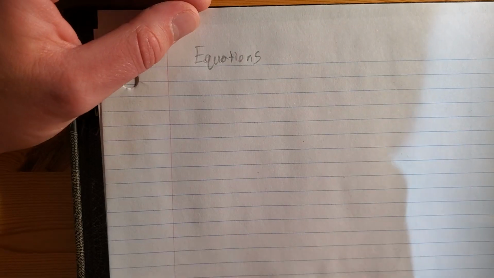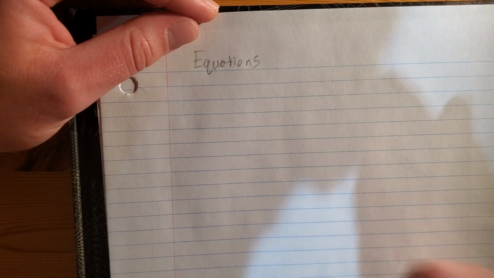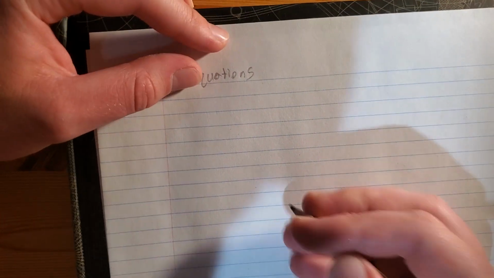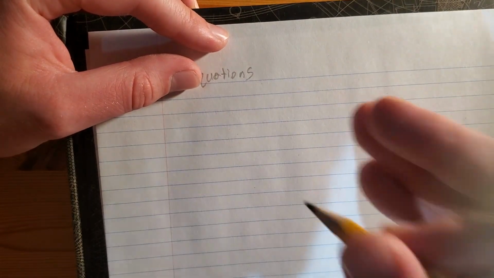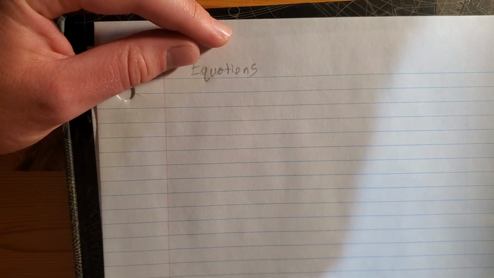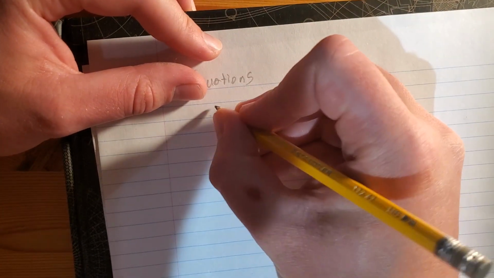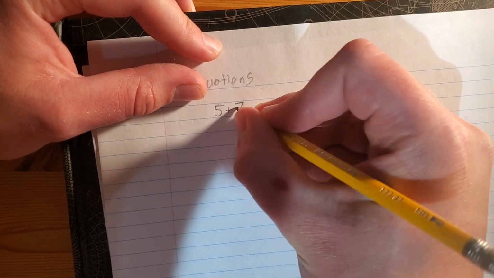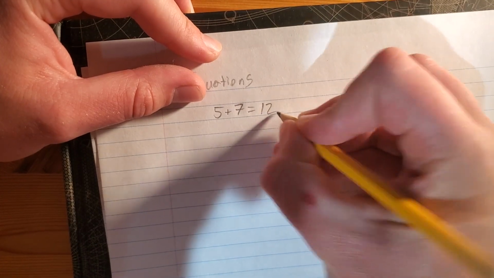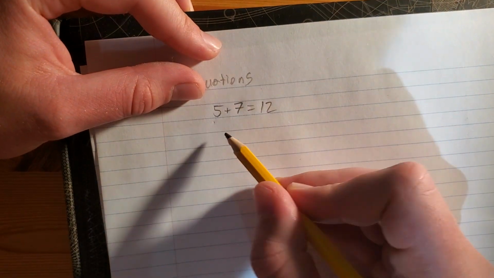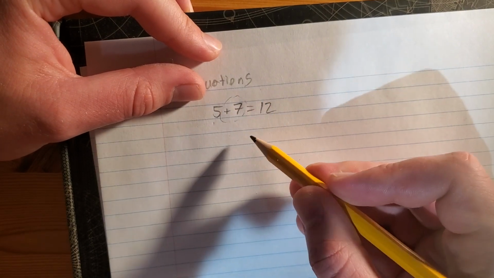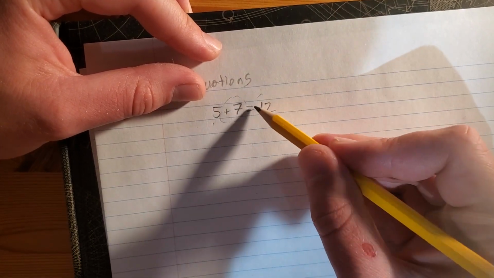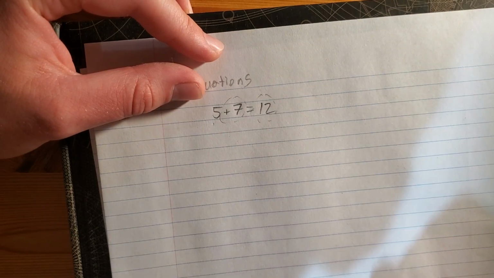Now, what do I mean when I say equations? The most basic form of an equation is just something done to something equals something, right? That's the most basic thing we can come up with. Think of 5 plus 7 equals 12. So 5, something is done to it, in this case it's the plus 7 right here. You're adding 7, and then you get something else, which is 12.